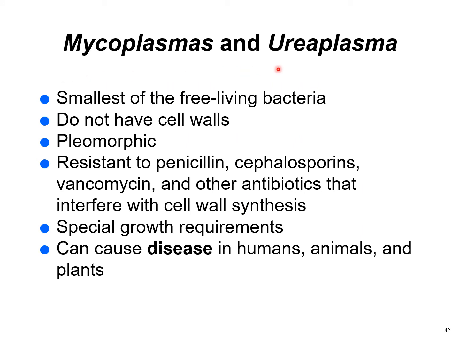Okay, Mycoplasmas and Ureaplasmas. These are tiny, tiny free-living bacteria. Now, unlike other bacteria, they don't have cell walls. They are pleomorphic. They're resistant to all kinds of stuff: penicillin, cephalosporins, vancomycin, because these drugs act by interfering with cell wall synthesis. And since they don't have cell walls, they don't work. They can cause some diseases in humans, animals, and plants. We don't have any examples right now.